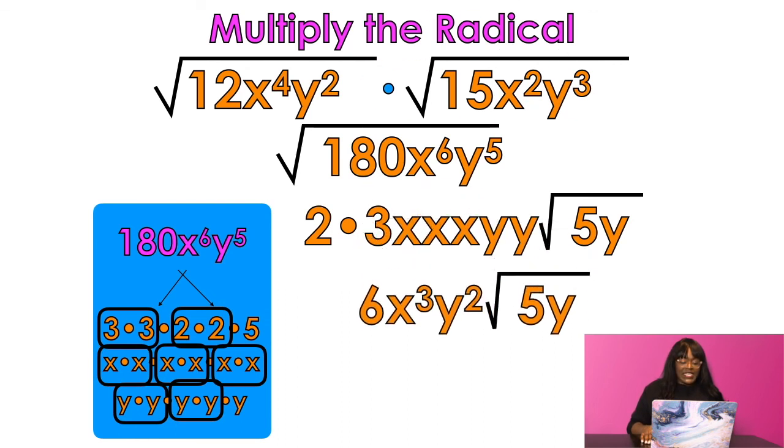2 times 3 is 6. 3 x's is going to make x cubed. Those 2 y's are going to make y squared. The 5y stays on the inside. That's my final answer.